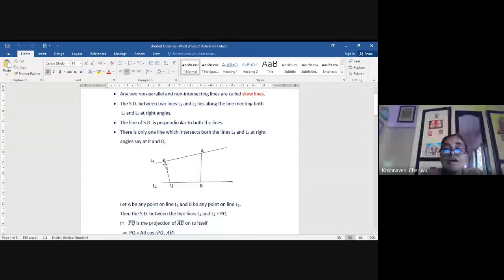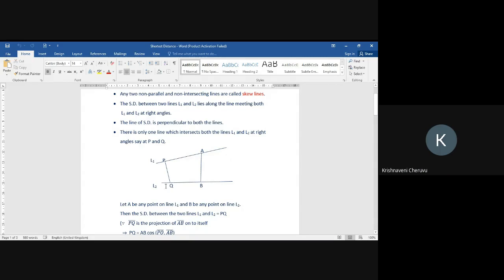So PQ is perpendicular to L1 means the DRs of PQ you must find, DRs of L1 you must find, and the condition you use. Likewise, you use the condition of perpendicularity between the lines PQ and L2. So the condition of perpendicularity means you must know the DRs. Already you know the DRs of L1, already you know the DRs of L2. Now you have to find out the DRs of the line PQ. And what condition are we using here? If PQ is to be the shortest distance, the line PQ must be at right angles, perpendicular, to the lines L1 and L2.